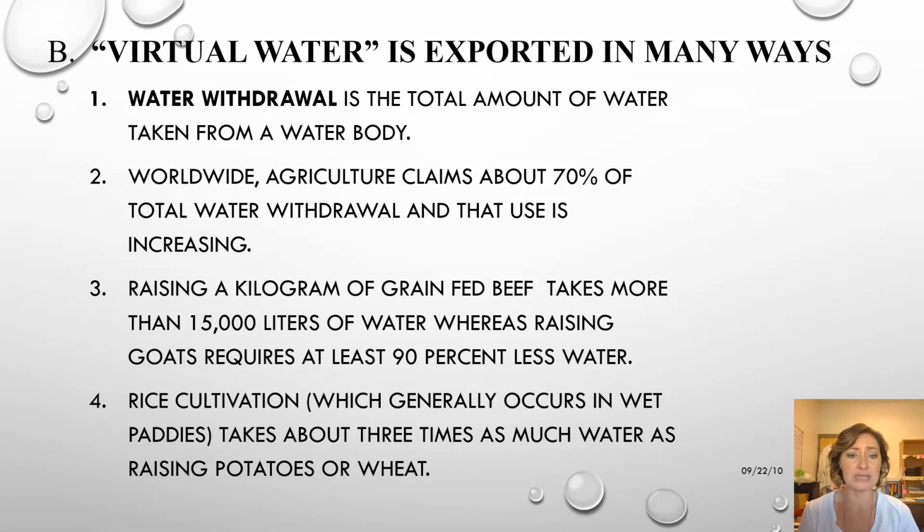But moving away from beef, if we were to talk about rice cultivation instead, these usually occur in wet paddies. It's going to take about 3 times as much water as raising potatoes or wheat. So if you're growing rice in a rainy region, this is not an issue, but if you're growing it somewhere where it's not rainy, it's going to require a ton of water. So changing the way we eat and changing the crops that we grow, or not eating as much beef, is going to have a very big impact on our water consumption.